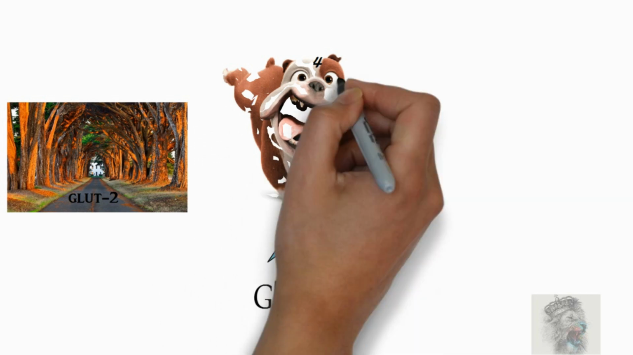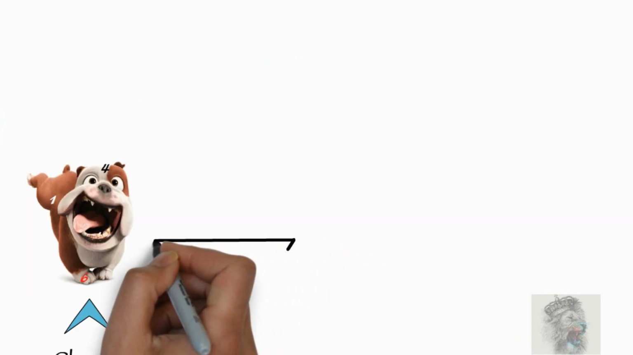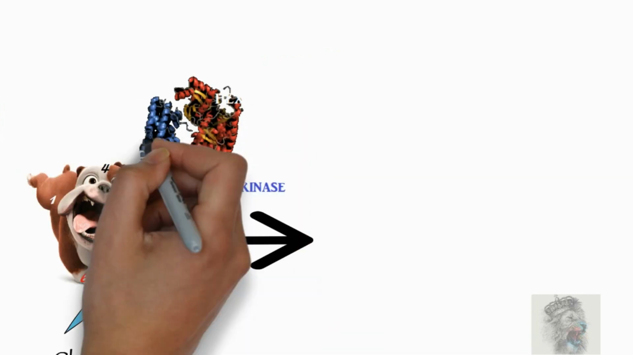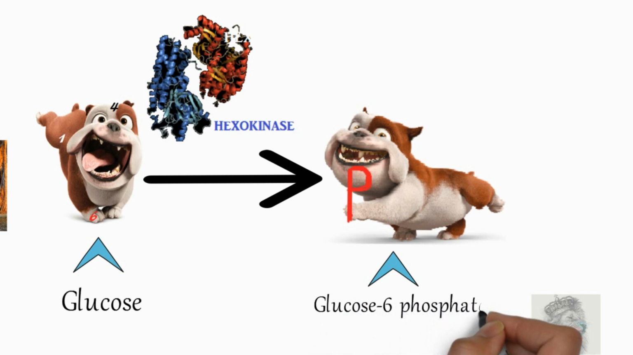Glucose, which is referred to as Mr. Lewis, has the 4th position on his forehead, the 6th position in his hand, and the 1st position in his groin. With the help of hexokinase, he gets a lollipop, which is referred to as phosphate, in his hand, which is the 6th position, and is given the name glucose 6-phosphate.